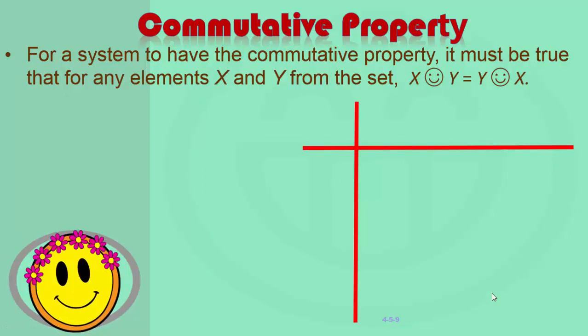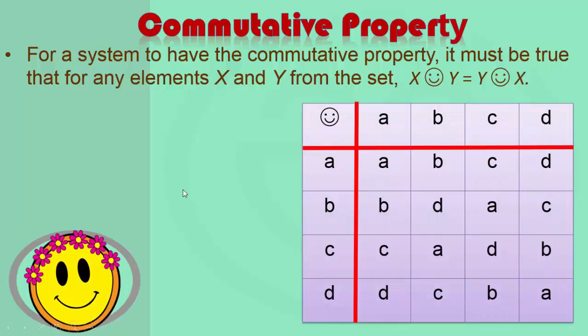We already looked at this a little bit earlier, but in general, for a system to have the commutative property, it must be true that any elements x and y from a set, x smiley face y is equal to y smiley face x. And it's this particular set we're going to look at here. So let's go back to our table. And here we have the smiley face operation table.